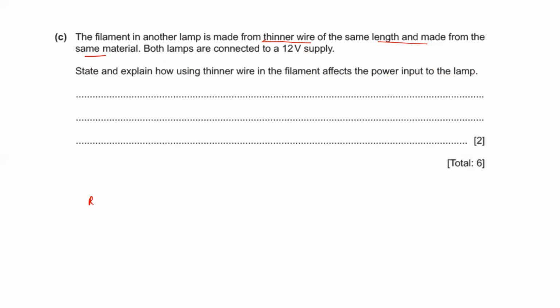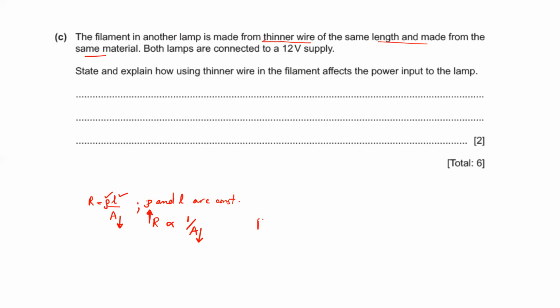So remember, the resistance is given as rho times L divided by area. Okay, so technically, if we are using a thinner wire, we are decreasing the area. However, the material is the same and the length is the same. So rho and length are constant. So basically, resistance is directly proportional to 1 by area. So if my area decreases, my overall resistance increases. Okay, so if my resistance increases, what happens to the power?